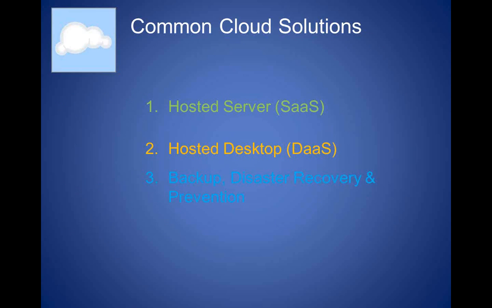So what we're going to do is cover three primary cloud solutions, which are the basic and most common cloud solutions. We have hosted server, also known as server as a service, hosted desktop, desktop as a service, and backup, which we'll refer to as backup as a service. That includes not only your traditional online backup, but also disaster recovery and prevention. Next slide.